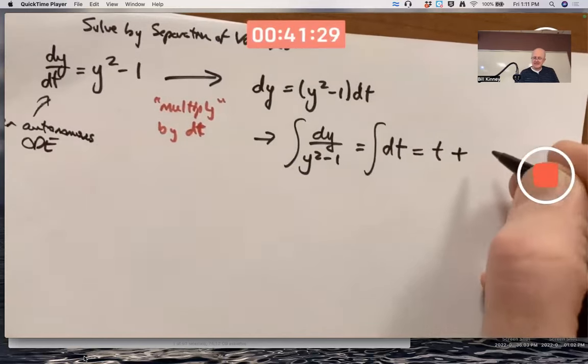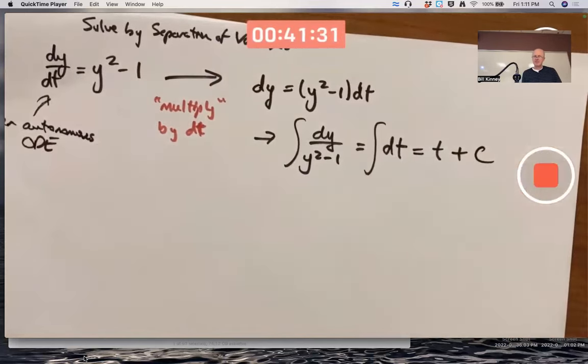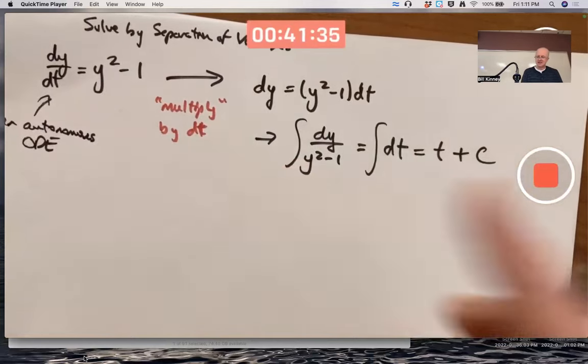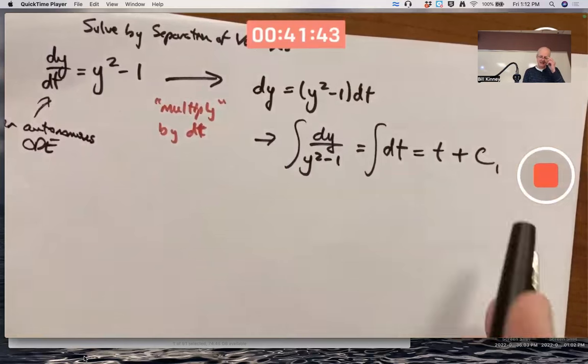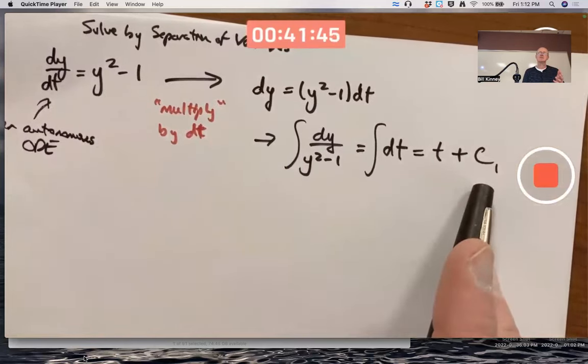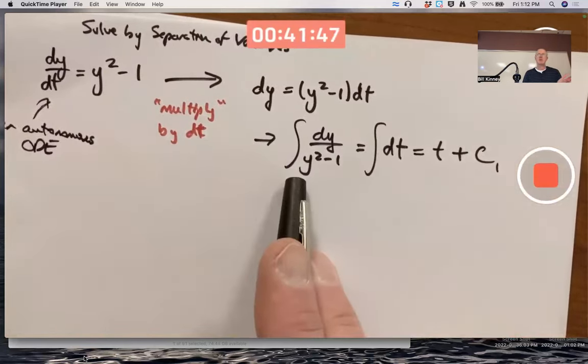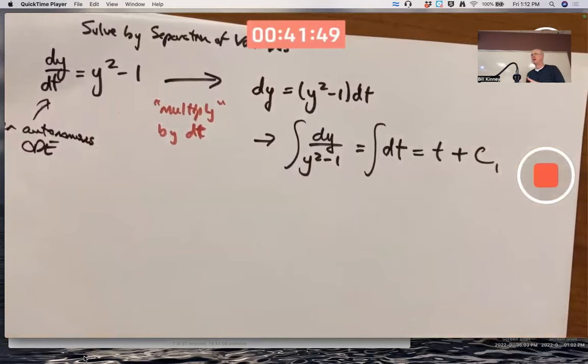Integrating the right side's easy, t plus e. Or maybe, because I'll have to integrate the left side, I should call this C1. Do I have to call it C1? No. But it's a little less sloppy to call it C1. There'll be a C2 when I do this one. When I do some more rearranging, there'll be a C3. There will even be a C4 and a C5 in this problem. And it's the C5 that we will finally call a plain C.